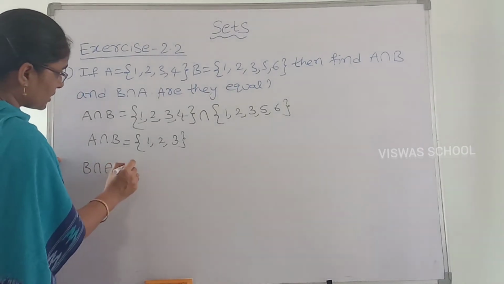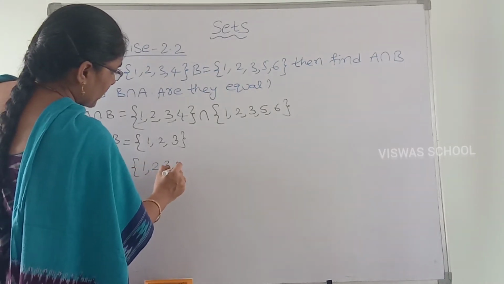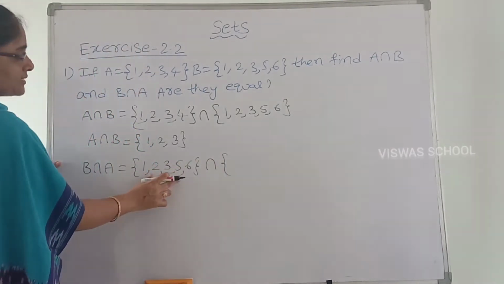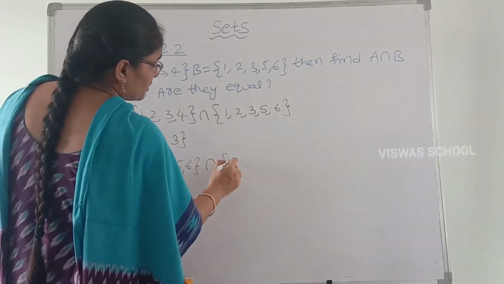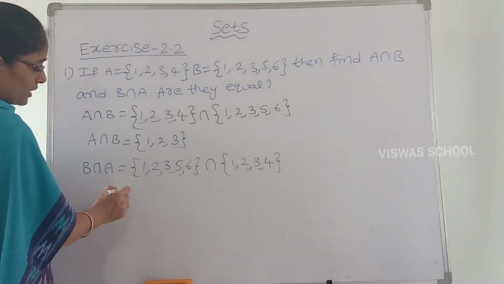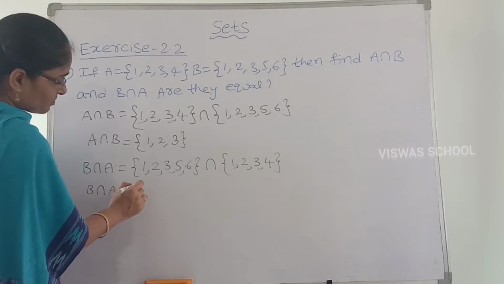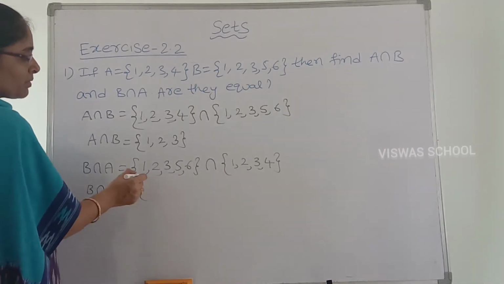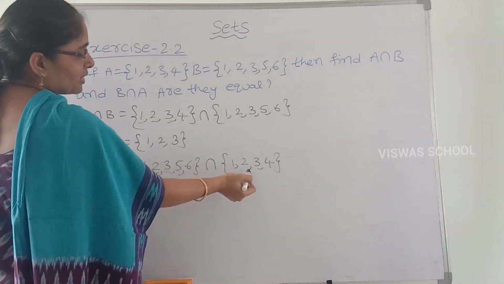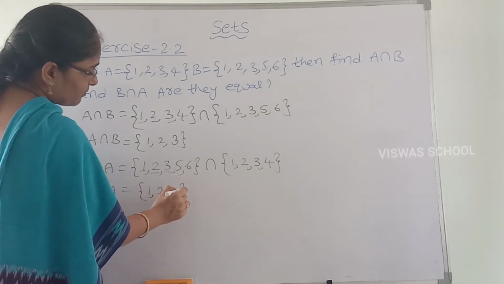Next we have to find out B intersection A. That is 1, 2, 3, 5, 6 intersection. First we have to write set B and next set A is what? 1, 2, 3, 4. Now here in this also we have to write only common elements. What are the common elements here? Again 1, 2, 3 are the common elements. Here 1, 2, 3 is in B and 1, 2, 3 is in A. Now we have to write here 1, 2 and 3.